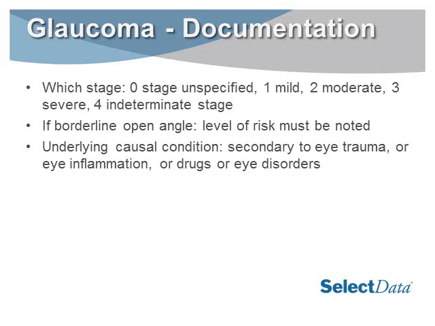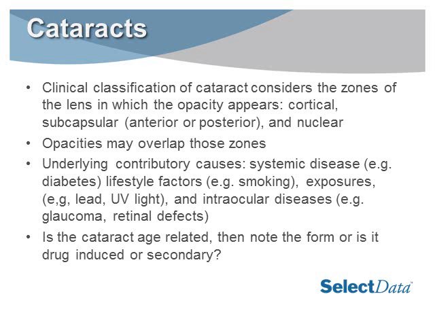And if it's a borderline open-angle glaucoma, the level of risk must be noted. You must identify any underlying causal condition. Is it secondary to eye trauma or eye inflammation, or is it due to drugs or other eye disorders? Elizabeth, I noted on our clinical documentation cues sheet that we also note under open angle that specific types like pigmentary, capsular, and residual, we need that specificity. Yes, to accurately code it, you would need that specificity. So obviously you need to contact the patient's physician if all they have written is glaucoma.